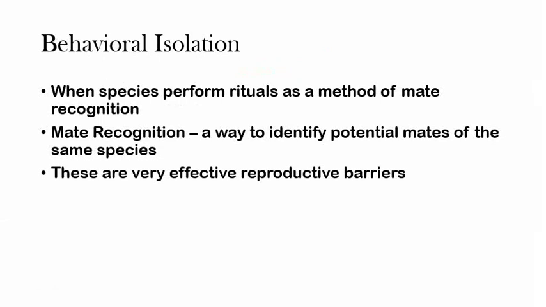You can also have behavioral isolation. This again is also an example of symbiotic speciation. Actually, everything I'm talking about in this video is an example of symbiotic speciation, for the record. I'm just going to keep mentioning this. This is when species perform rituals as a method of mate recognition. Let me give an example of this. Behavioral isolation is where you have to perform a ritual or something like that as a method of mate recognition, and that's preventing the organisms from mating.